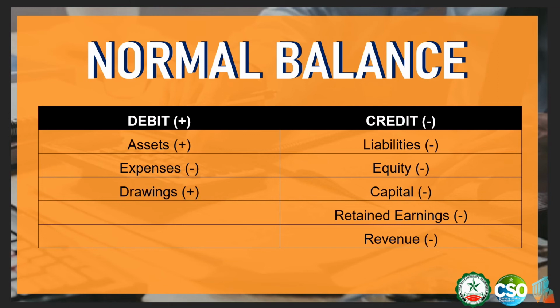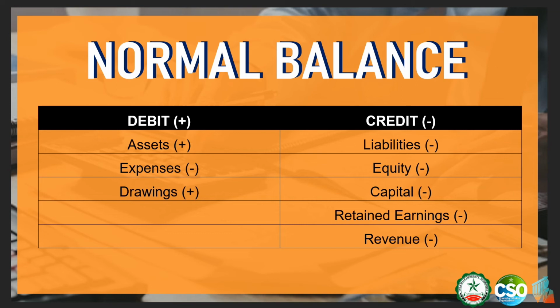Let's dive in again sa normal balance. Always keep in mind that ALE basic accounting equation. Ang assets natin will always have debit as its normal balance, while on the other side naman of the equation, the liabilities and equity will always have the credit balance. Nilagyan ko ng positive and negative sign to show yung opposite nature of the accounts.